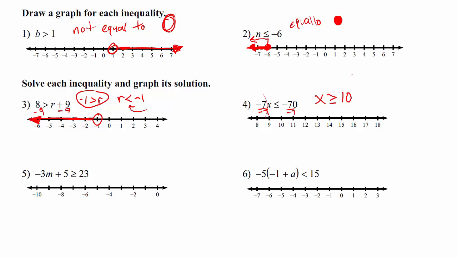It doesn't matter that the 70 is negative. It just so happens that it is. What matters is I divided by -7. So this is a filled in circle at 10. Our variable is on the correct side, so we're going to shade to the right. We want the numbers that are bigger than 10.